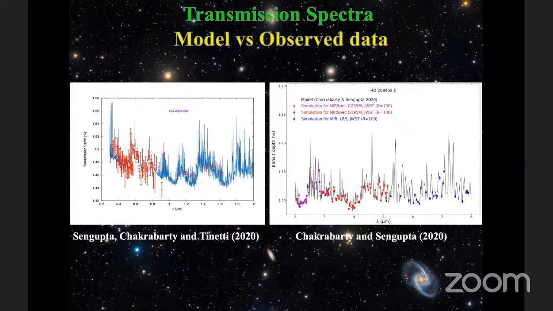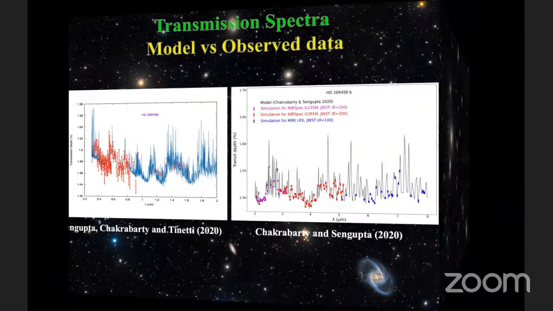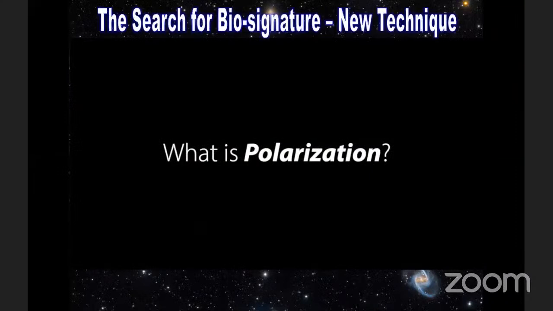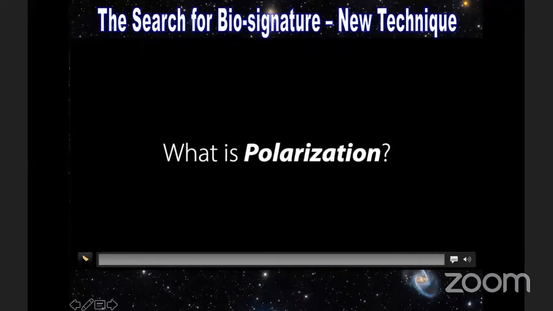So these are the models we have made. I think Arithro will tell more about it in the tutorial class. We have already predicted what the signature will be and how it will be made. So in this case, we go for the new mechanism that we have proposed, and this is called polarization. Now, what is polarization?